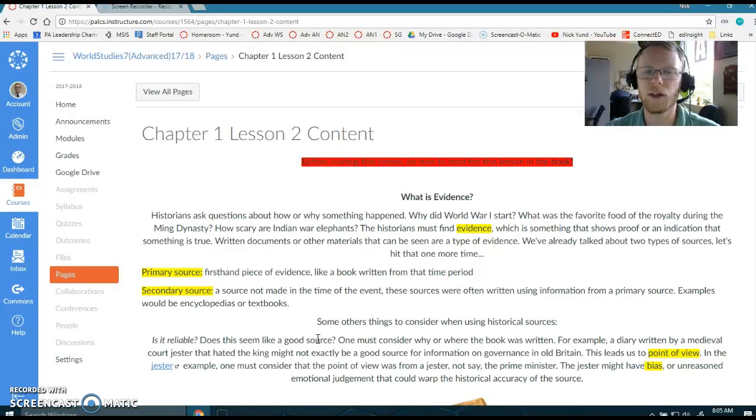Written documents or other materials can be seen as types of evidence. We've already talked about 2 types of these sources. Let's go over that one more time. We've got a primary source, which is a first-hand piece of evidence, like a book written from that time period. And then a secondary source is a source not made in the time of the event. These sources are often written using information from a primary source. Examples would be encyclopedias or your textbook.